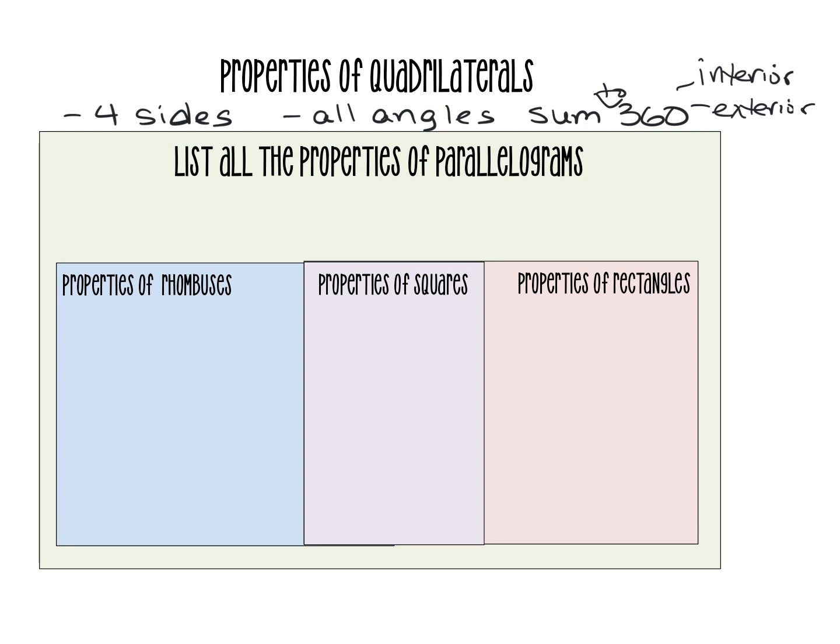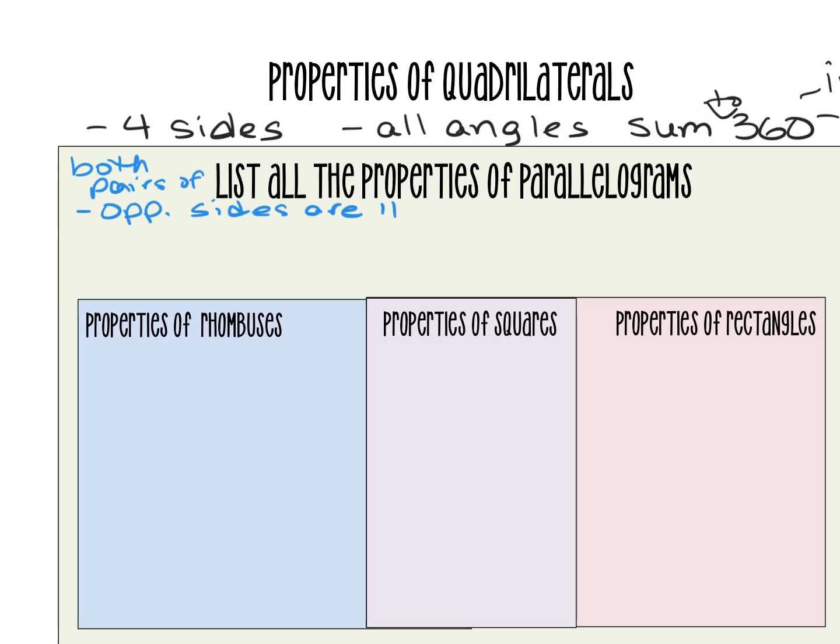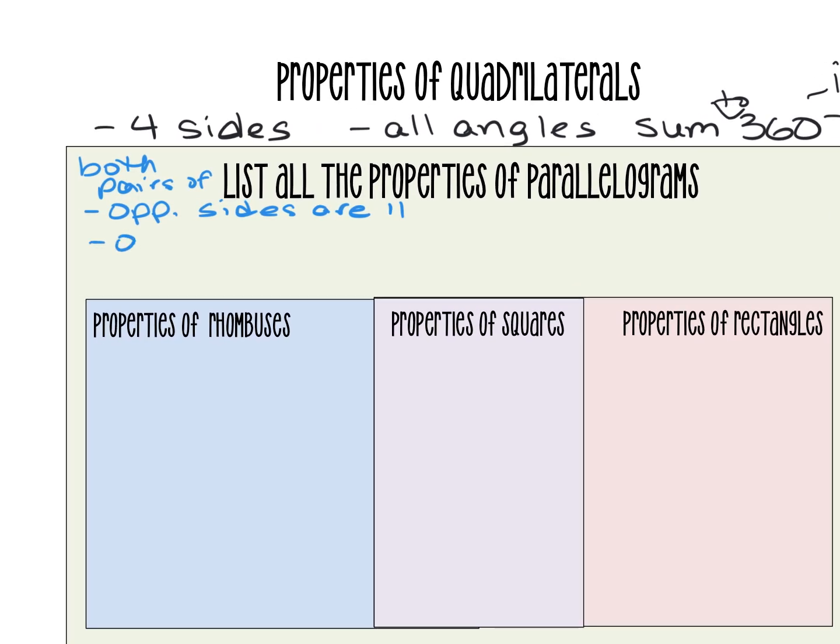Next, we're going to list the properties of the parallelogram. The properties of the parallelogram, we learned first the definition, and we know that both pairs of opposite sides are parallel, and that's the definition. Then we also learned that opposite sides are congruent. These are the theorems that we learned.